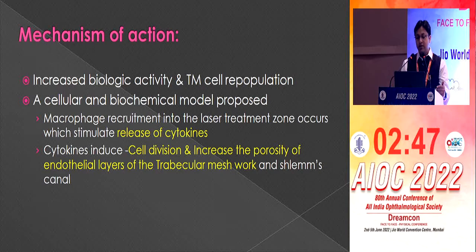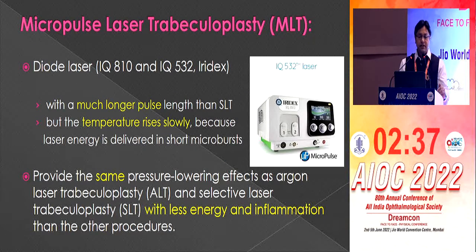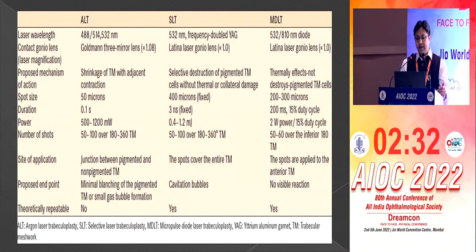It works on the release of these cytokines, and these cytokines work on the endothelial layers and the trabecular meshwork. Another one is MLT, that is the micropulse laser trabeculoplasty. Here you have seen a slide which is very important to show all the differences between ALT, SLT and MLT. But what we can find as an advantage of SLT and MLT is that you can theoretically repeat it, and even practically repeat it, but for ALT repetition is not possible.